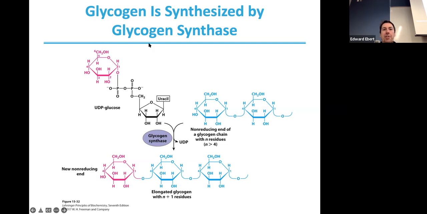So glycogen is synthesized by glycogen synthase. At least the name's pretty easy. And again, another "ase," another enzyme in there. We're going to take uridylated phosphoglucose in here. So basically we have UDP attached to our carbon 1. We're going to cleave off the UDP and add it to our non-reducing end to elongate this chain.